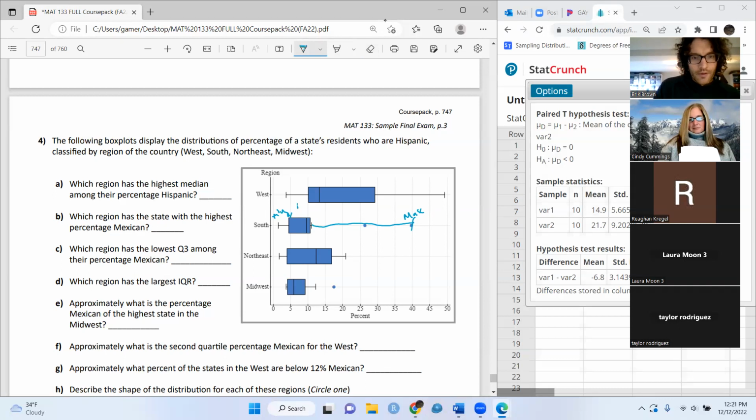So median is this. Q3 is that. So I should have done it here because it's larger. I'll write this one as Q2 just in case. And then just as a reminder, the IQR is what's in between Q3 and Q1. And your summary stats gives you all this.